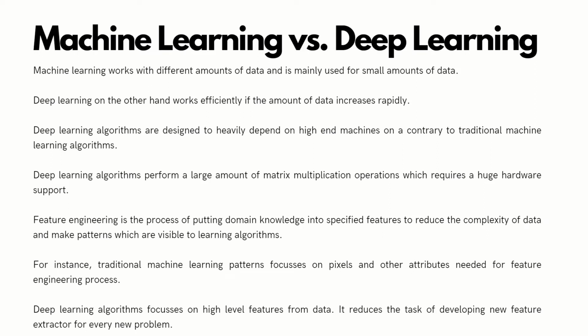Point number one. Machine learning works with different amounts of data because we are into the model building process. So we need different sorts or quantity of data that needs to be divided into training and testing. Mainly if the data is small, now small data means 3 years, 5 years, 10 years, we consider it as small only. So if it's a small amount of data, we use machine learning. But if the data increases rapidly, then deep learning is considered to be a better technique because it gives you the results with high efficiency.